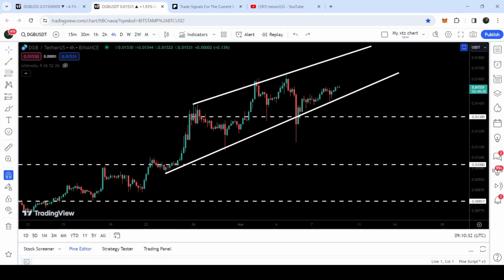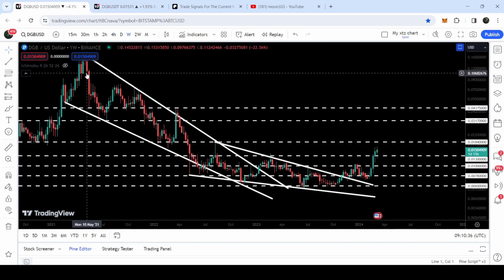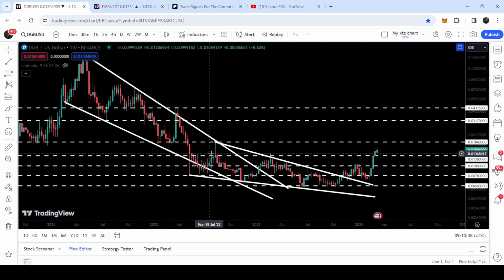And on a weekly time frame chart, DigiByte coin has broken out two very huge resistance levels. One was the resistance of this big falling wedge pattern that happened here in the month of January 2023. You can see we broke out the resistance of this wedge. And after that, it broke out another falling wedge pattern here in the month of November 2023.